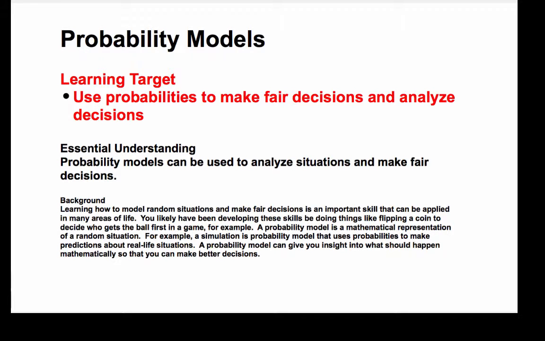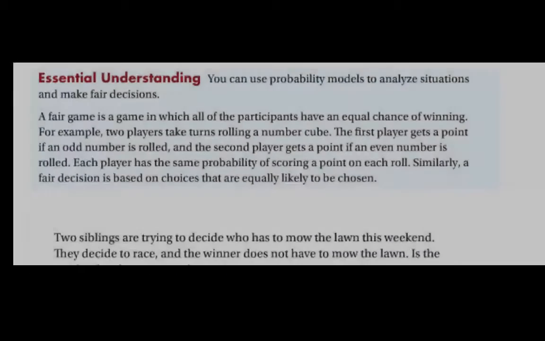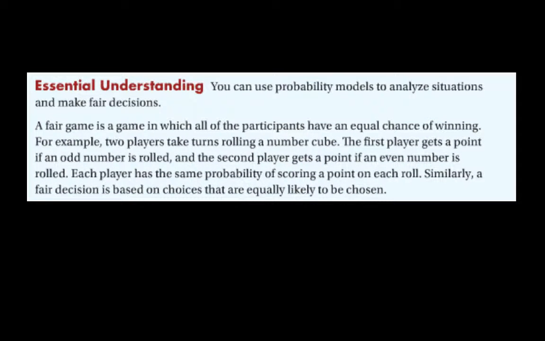You likely have been developing these skills by doing things like flipping a coin to decide who gets the ball first in a game, for example. A probability model is a mathematical representation of a random situation. A simulation is a probability model that uses probabilities to make predictions about real-life situations. A probability model can give you insight into what should happen mathematically so that you can make better decisions. So we can use probability models to analyze situations and make fair decisions.